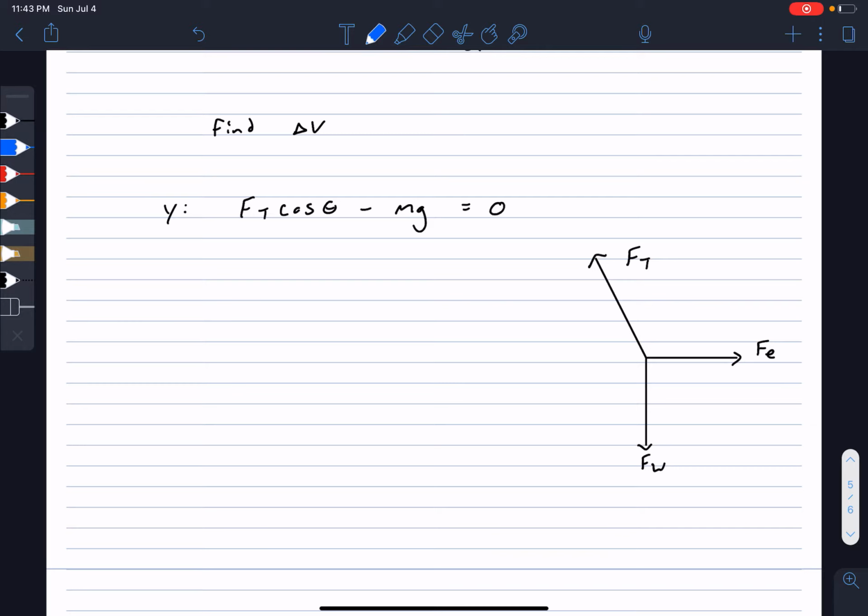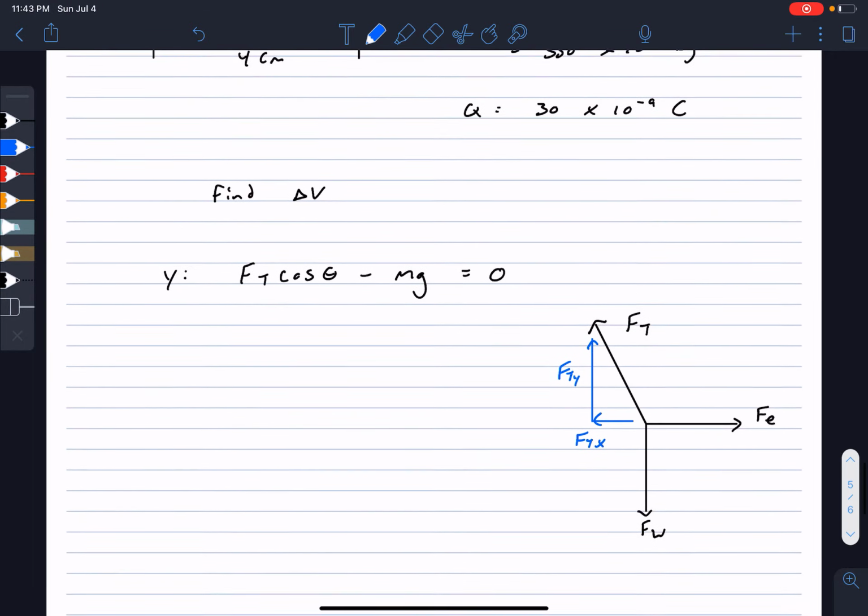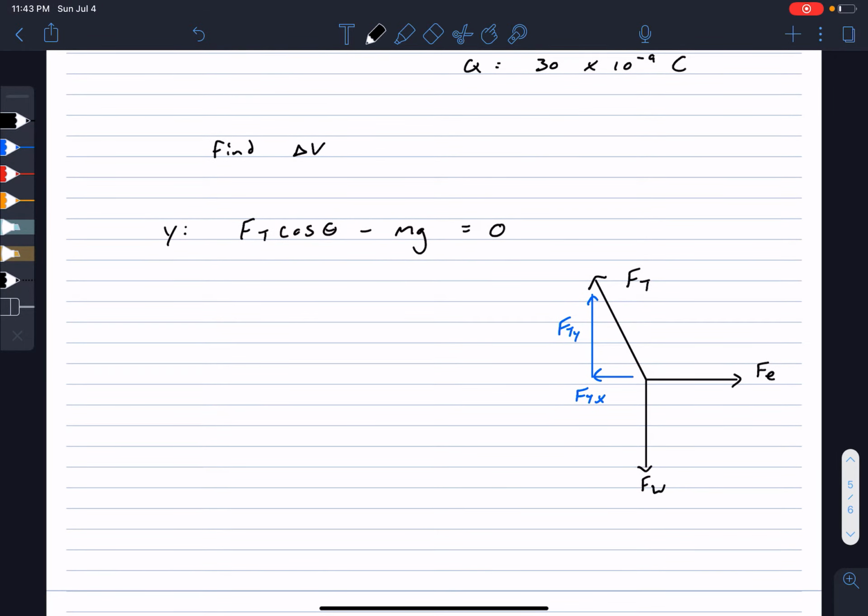Now, the tension force has y component, Fty. It also has an x component, Ftx. Okay? So that's where we're at. So this means, using this equation here, Ft is equal to mg over cosine theta. Doing the x components, we have Ft sine theta.